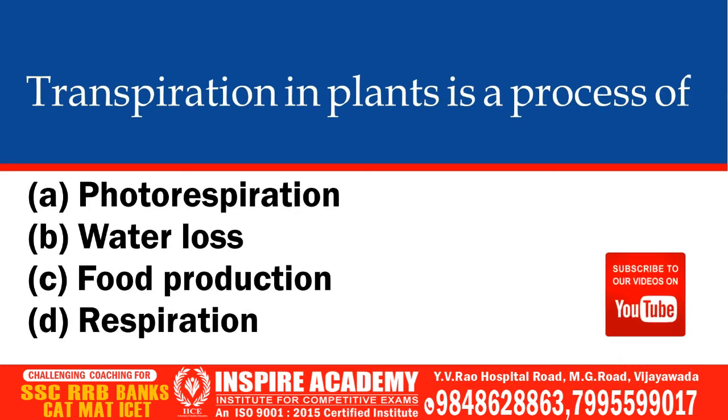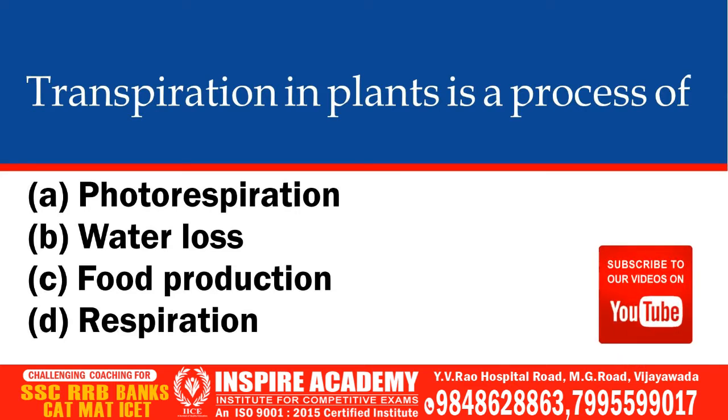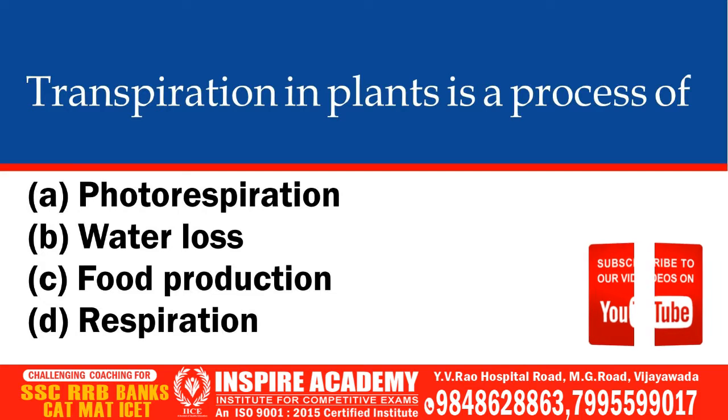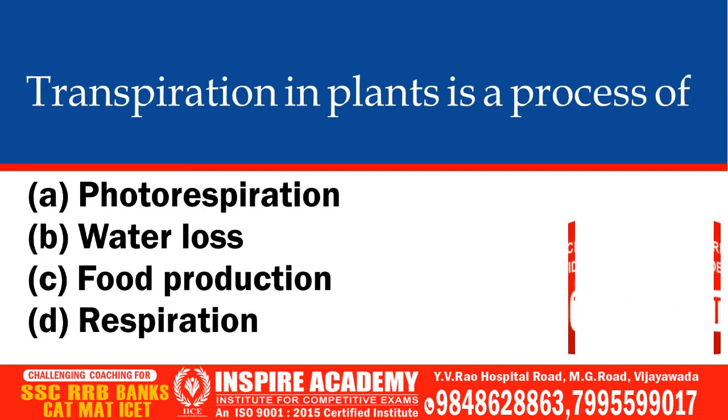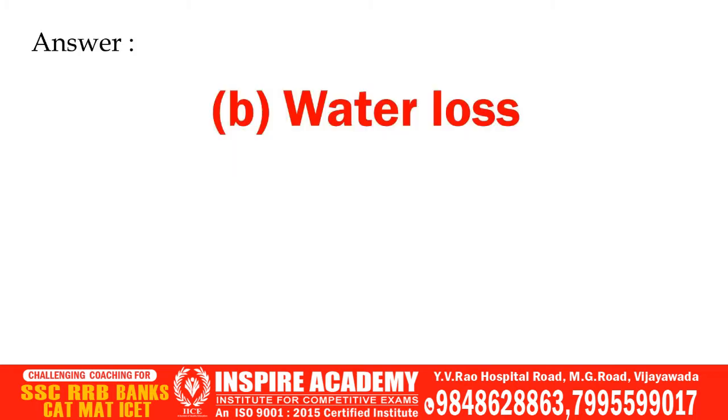Transpiration in plants is a process of photorespiration, water loss, food production, respiration. And the correct option is water loss.